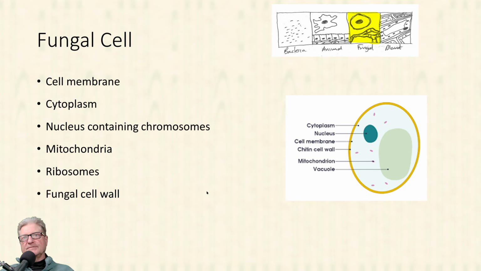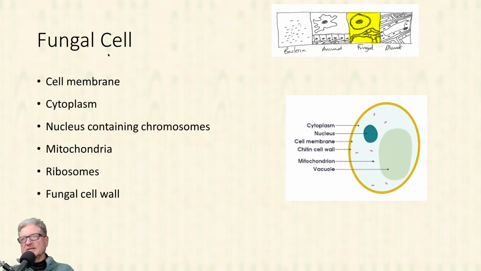Okay, and finally we have the fungal cell. Fungal cell has all of those things that all the eukaryotic cells have. It has a cell membrane, it has cytoplasm, it has nucleus containing chromosomes, it has mitochondria, it has ribosomes. Remember, bacterial cells also have a cell membrane, they have a cytoplasm, they have chromosomes but not contained in a nucleus. And they have ribosomes. But here we have these 5 things are present in all eukaryotic cells.